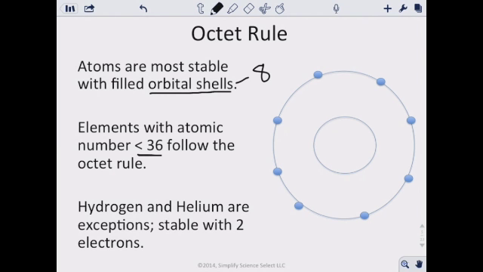Now, an exception to that is just hydrogen and helium. They are stable with only 2 electrons, because they exist in the 1s orbital, and to completely fill that orbital shell they just need 1s2, and they're happy. That's why helium is a noble gas. It only has 2 electrons, and it's happy because that first energy level is completely filled.